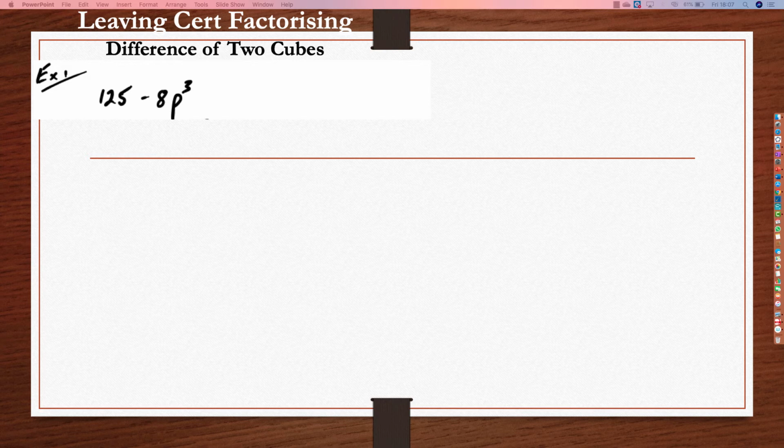Right, so it looks very like the difference of 2 squares. Instead of dealing with square numbers, we're dealing with cube numbers. The worst thing about the 2 of these is you're not given the formulas. You have to know the formula for both of them. Not in the lab book, nowhere on the paper. It's not going to be given to you. You're expected to know it.